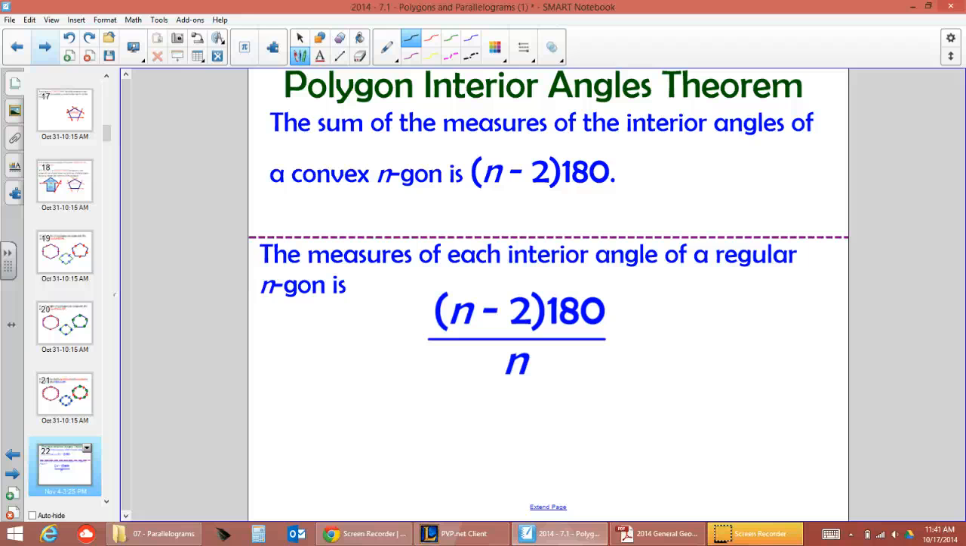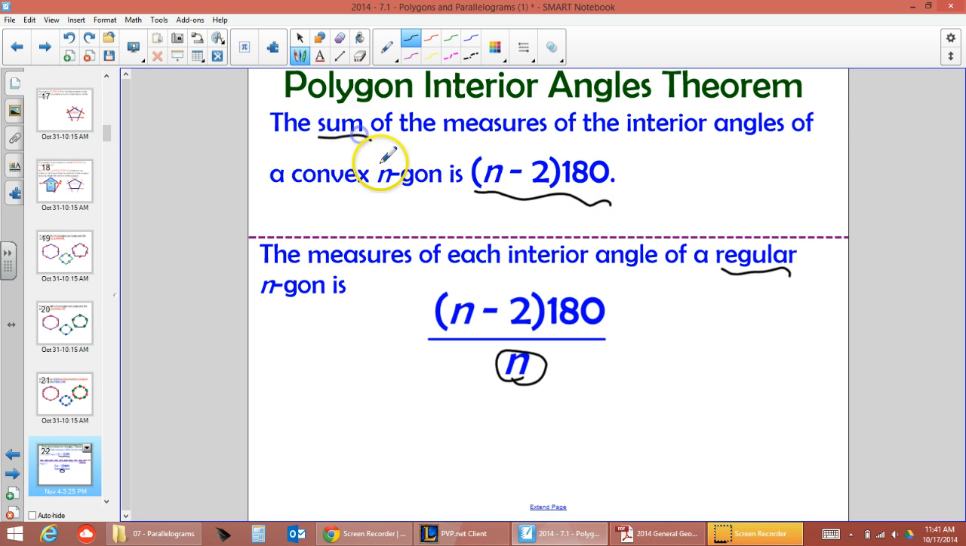Interesting. The measure of each interior angle of a regular n-gon is... Oh, this one's if it's regular. So this adds the regularity, and if they're all equiangular, then we can divide it by how many there are, and we can get the individual angle. This one just tells us what they add up to be.